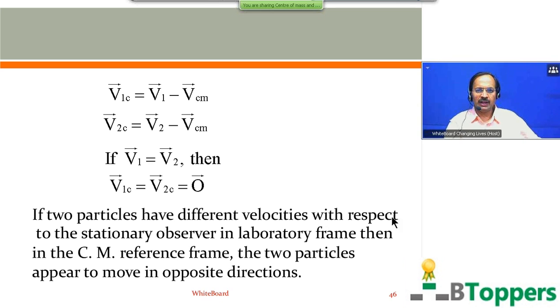If two particles have different velocities with respect to a stationary observer in the laboratory frame, then in the center of mass frame, the two particles appear to move in opposite directions. Come on, finish copying this. In case you need more time to copy this, you can take a pause and take your time.